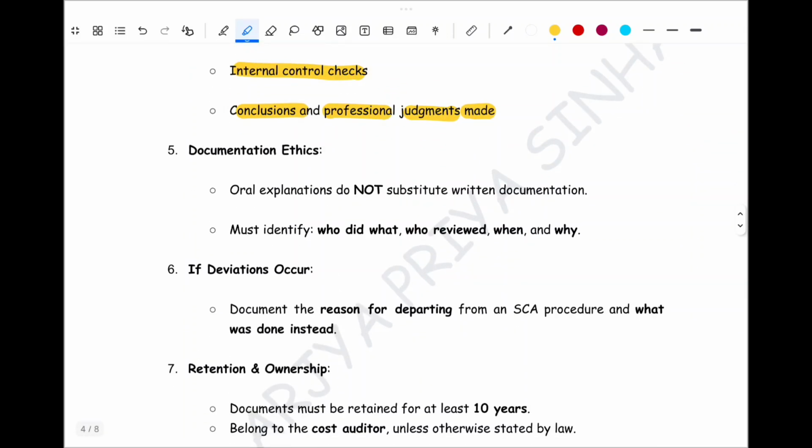Next is documentation ethics. Documentation ethics cover that oral explanations do not substitute the written documentation. That is also important. So we need to check that oral explanations do not suppress the written documentation. Must identify who did what, and who reviewed when and why. That is also important, right?